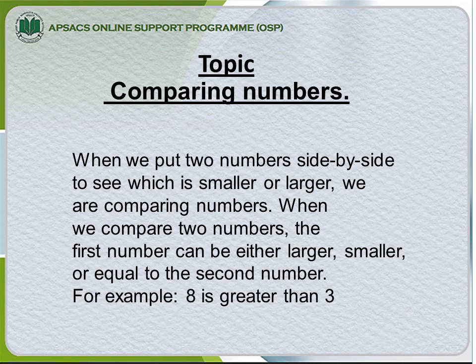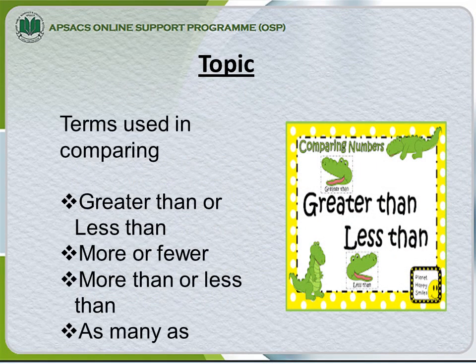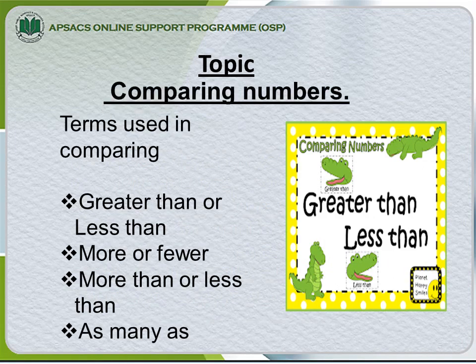For example, 8 is greater than 3, or you can say 3 is smaller than 8. In comparing numbers, we use different terms. Some basic terms which are used are number 1, greater than or less than, number 2, more or fewer, number 3, more than or less than, and number 4 is as many as. Let's learn one by one all of them.